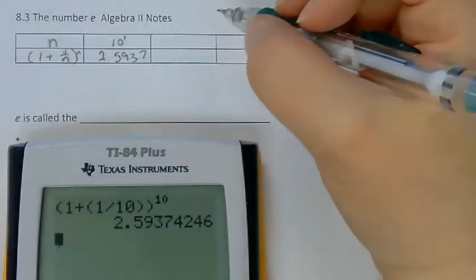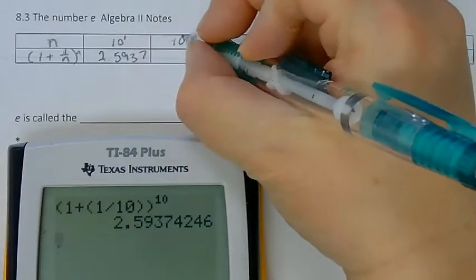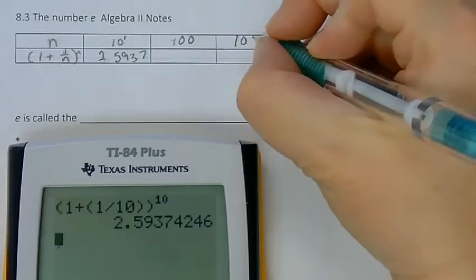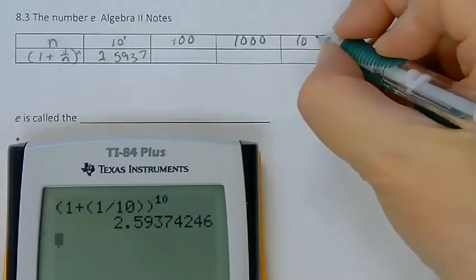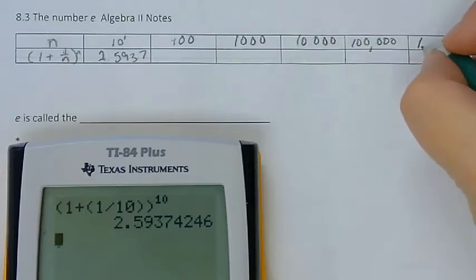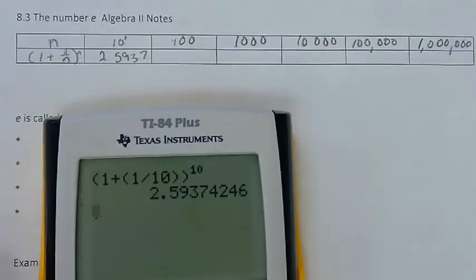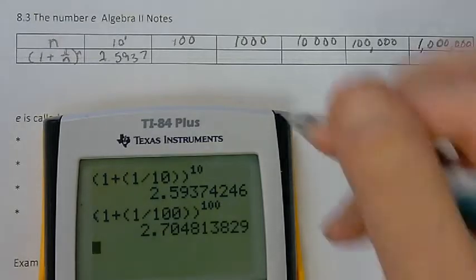And then I'm going to continue this little experiment. What happens whenever instead of 10, I put 10 squared, which is 100, and then 10 cubed, which is 1,000, and then 10,000, and then 100,000, and then 1,000,000 in place of n. So I'm going to do this same problem, but instead of a 10, I'm going to make this 100. And I'm going to make this 100. I get 2.704.